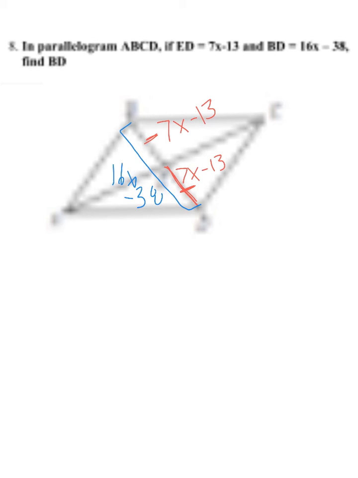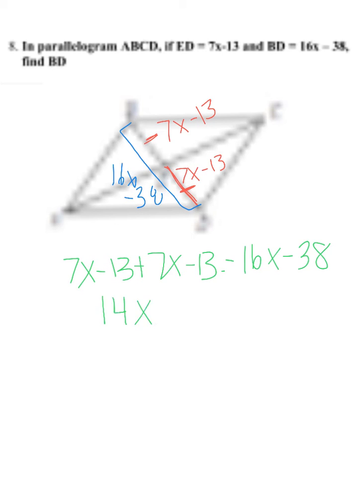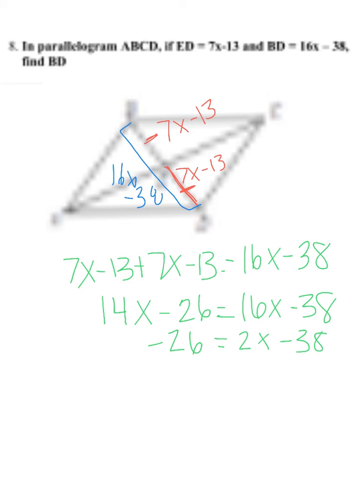Now I'm left with two pieces and a whole thing. So we know that 7x minus 13 plus another 7x minus 13 would equal 16x minus 38. We can combine our like terms and get 14x minus 26 is equal to 16x minus 38. Get our x's on one side. Negative 26 is 2x minus 38. Add the 38 to both sides. 12 equals 2x. So x is equal to 6.